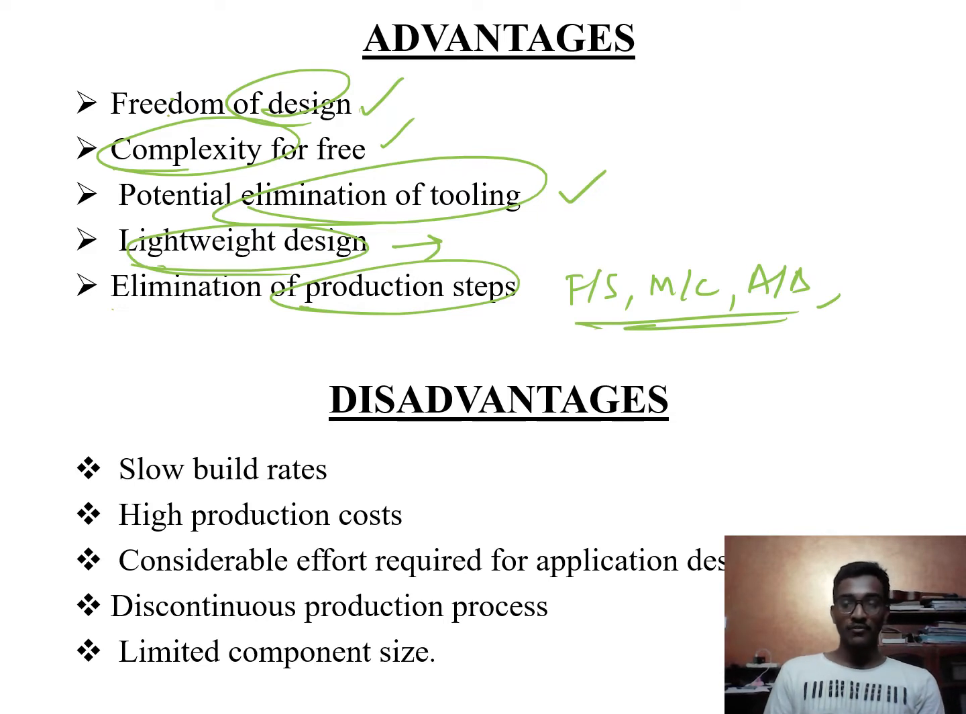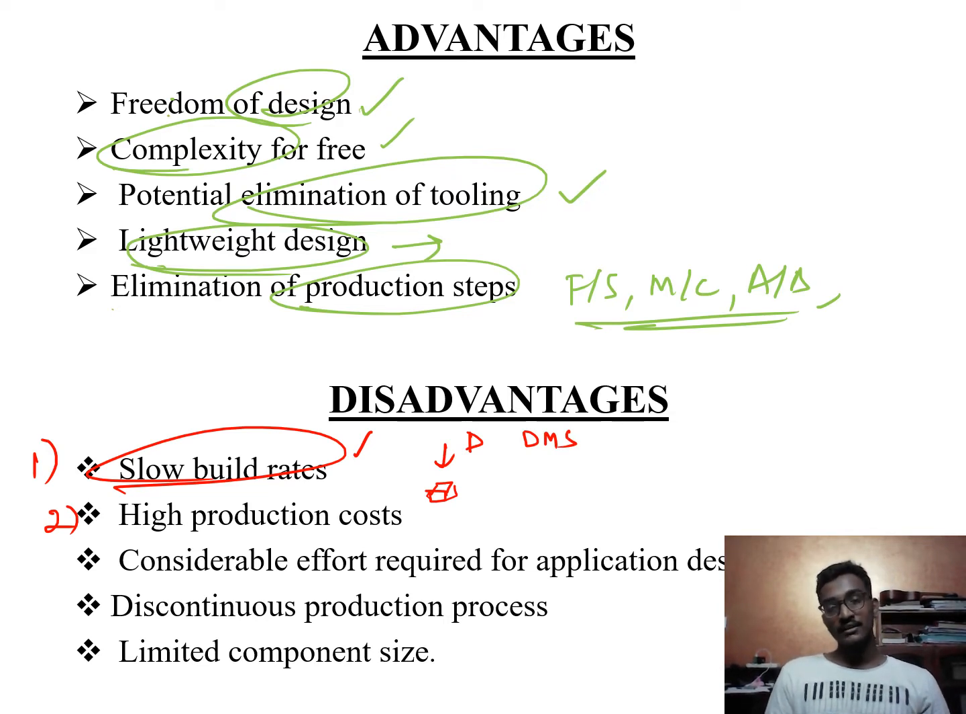The first and foremost disadvantage is slow build rates. It takes much time. The second is high production costs. If we take a small product, even for design we need someone, even for DMS we need someone, even for the processing in 3D printing we need someone, and for the final product we need someone. So for small products it's not very useful, but for big products it'll be useful.